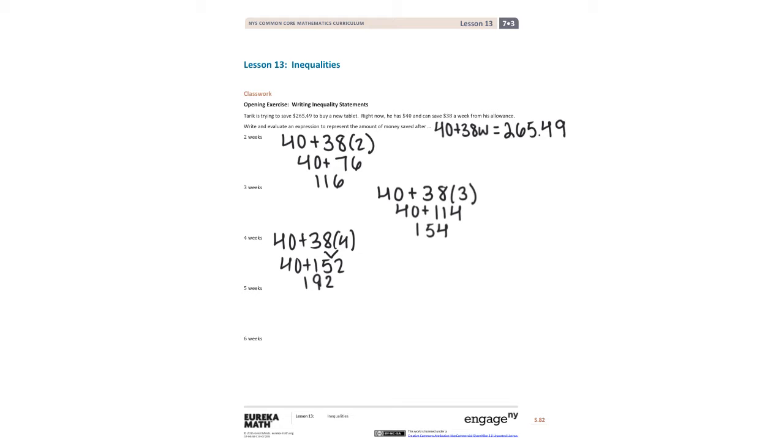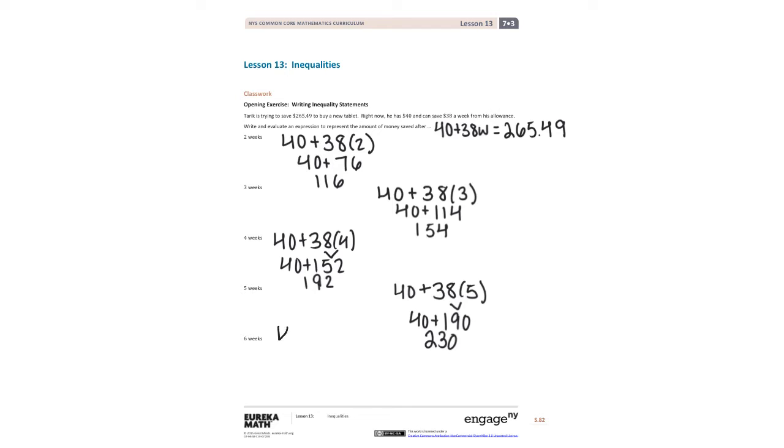Okay, 5 weeks. Now I have 40 plus 38 times 5. Go ahead and multiply 38 and 5 into your calculator. That's going to give us 190. So now I have 40 plus 190, and that's going to give me 230. Now let's think about this for a second. Is this still enough money for the tablet? No. So let's go ahead and do 6 weeks as well.